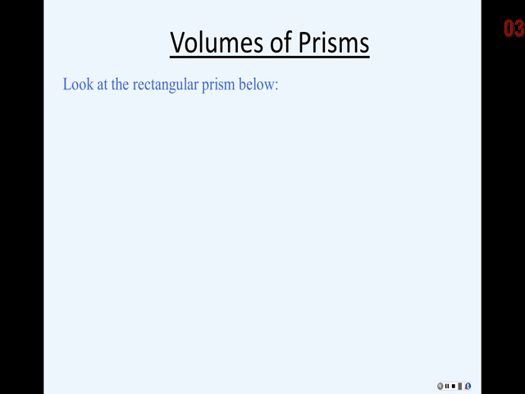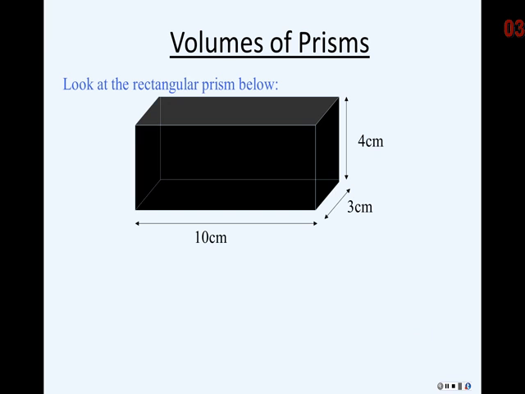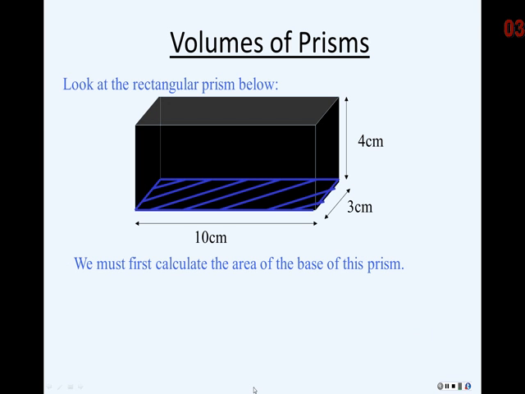So here is a rectangular prism, and it's empty. And we have a length of 10 centimeters, a width of 3 centimeters, and a height of 4 centimeters. So if I were to multiply all those, what would I get? How much? 120 cubic centimeters. Okay?